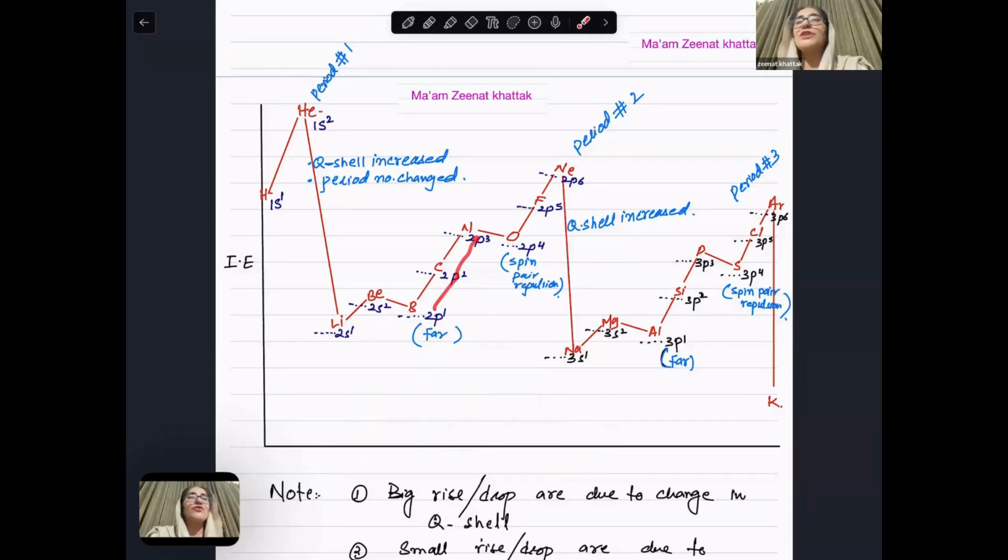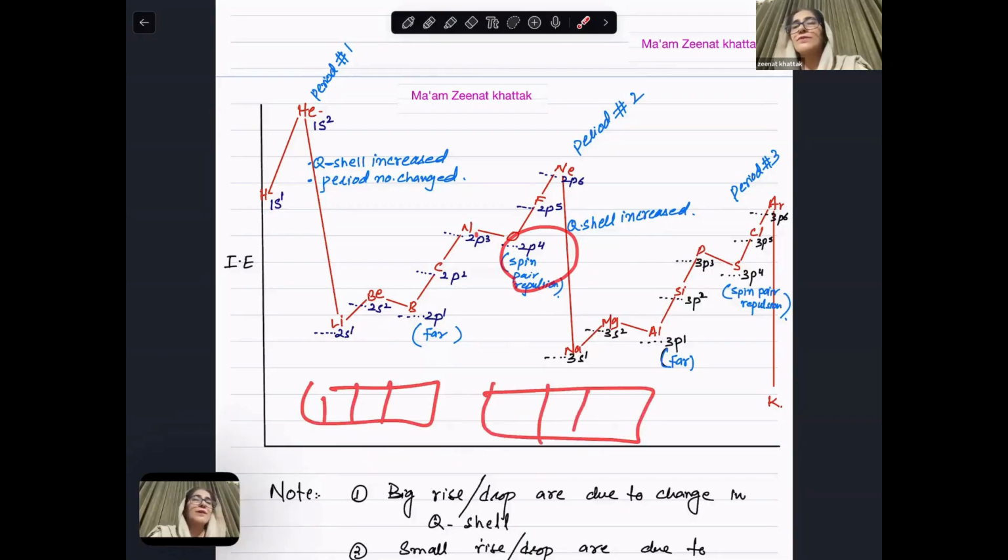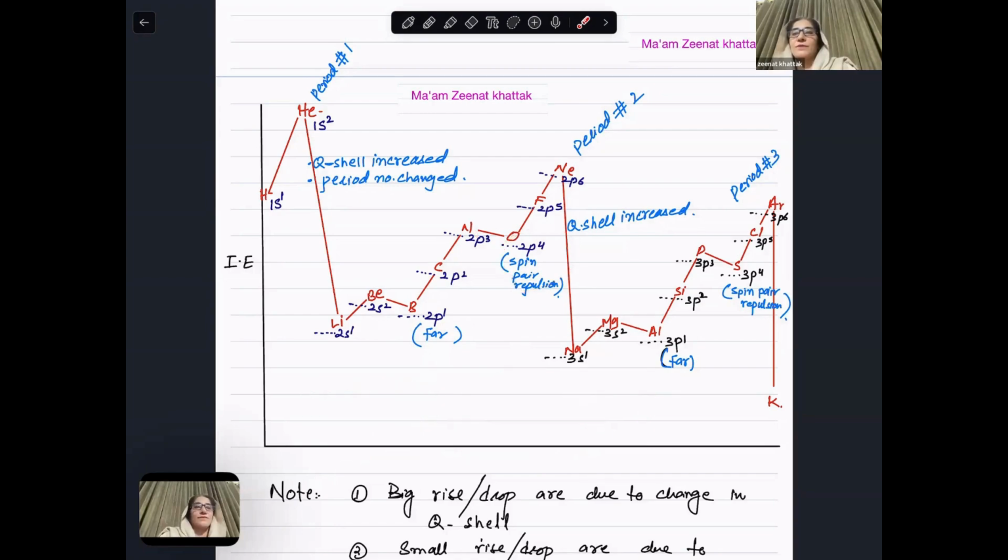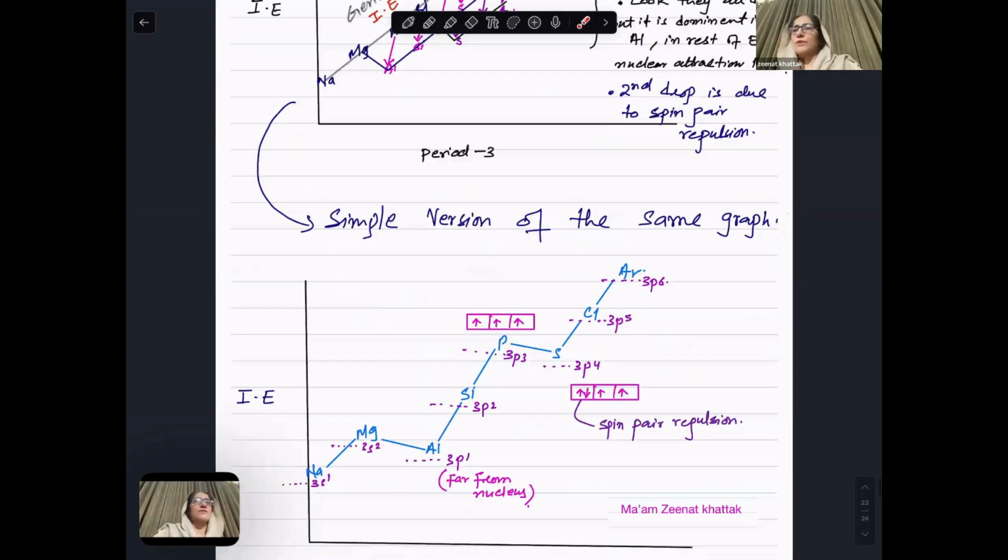Then 2p1, 2p2, 2p3, then 2p4. What is the difference? In 2p3, they are all single. In 2p4, they are paired. These paired electrons need less energy because they are repelling each other. When they repel each other, they need less energy. I think I explained it over there.